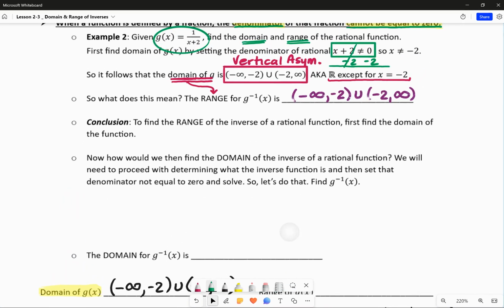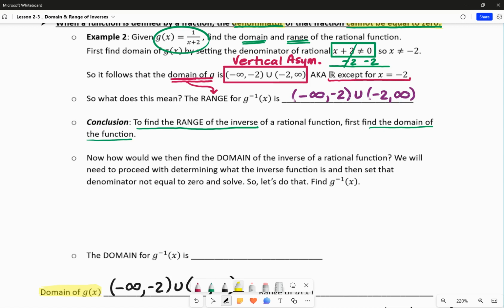So let's go find that. So again, the conclusion here is that to find the range of the inverse, you need to find the domain of the function. That's what we just finished doing. But let's go find the domain of the inverse.